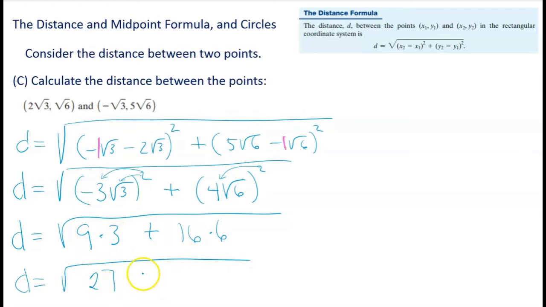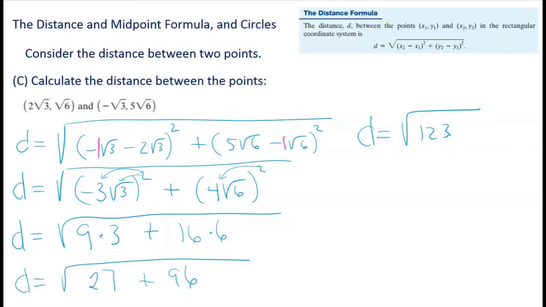Now remember, I'm supposed to continue to simplify, which means multiplication. 9 times 3 is 27, and then multiplication. 16 times 6 gives me 96. Use my calculator for that one. Next, don't take the square root of each of these. You must add them together. So this is D is equal to 27 plus 96 gives me 123.